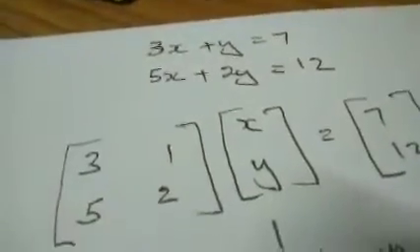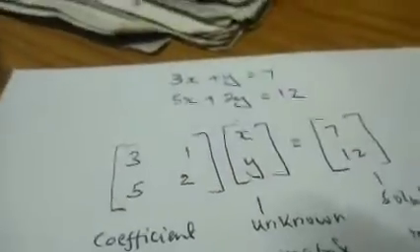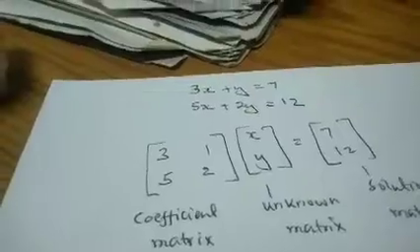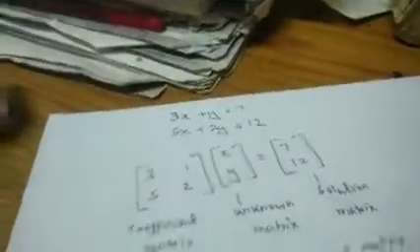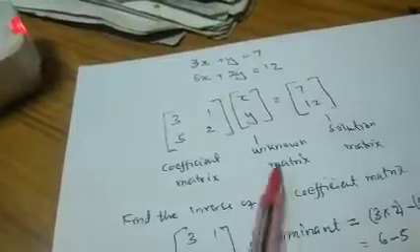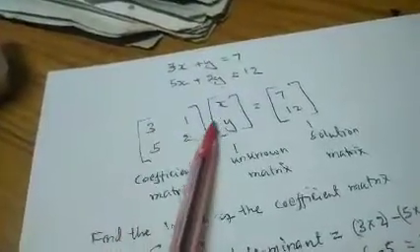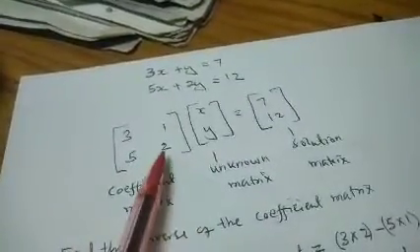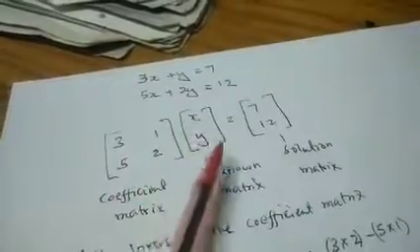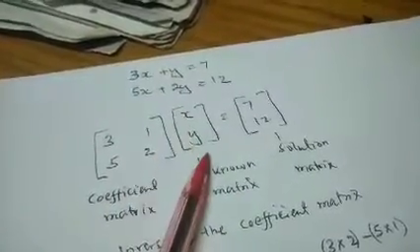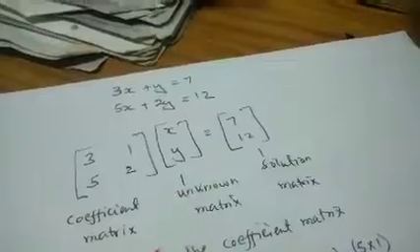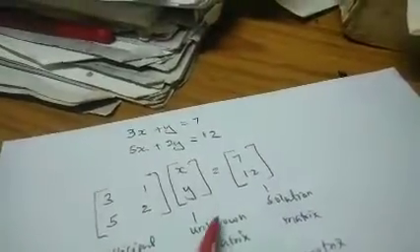So what do we do? The first thing is to extract the coefficients of the unknowns into matrices. The coefficient of x is 3, and the coefficient of y is 1. The coefficient of 5x is 5, and the coefficient of 2y is 2. Then x and y form the column matrix, and 7 and 12 form the solution matrix. So this is the coefficient matrix, this is the unknown matrix, while this one is the solution matrix.